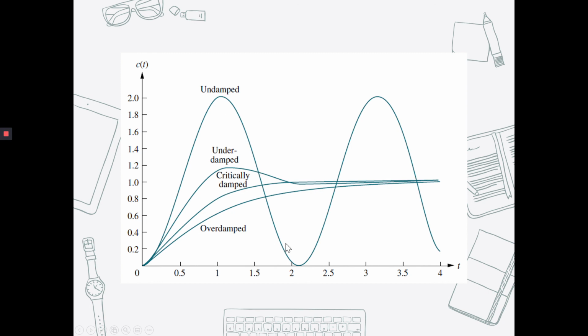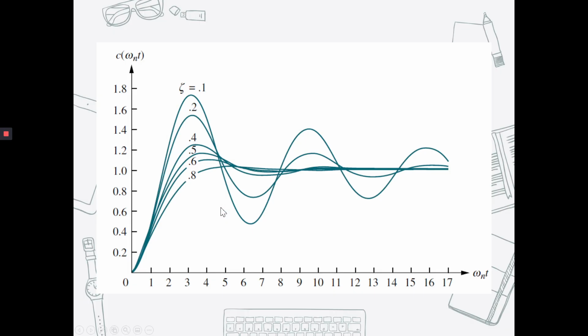Undamped is an oscillatory response. A plot of the underdamped response, which we are focusing on, appears in this figure for various values of damping ratio zeta, 0.1, 0.2, 0.4, and so on until 0.8, plotted along a time axis normalized to the natural frequency.